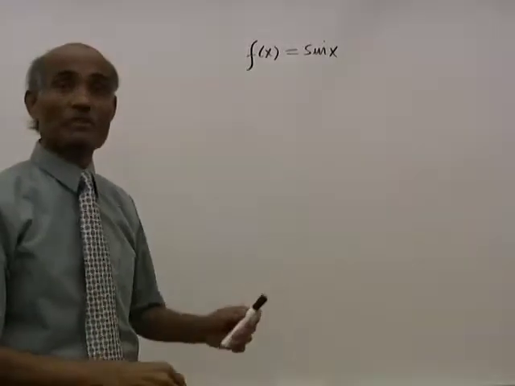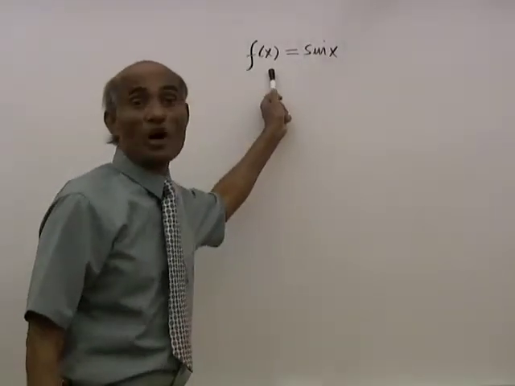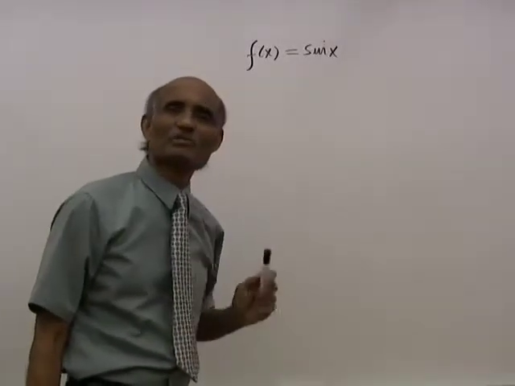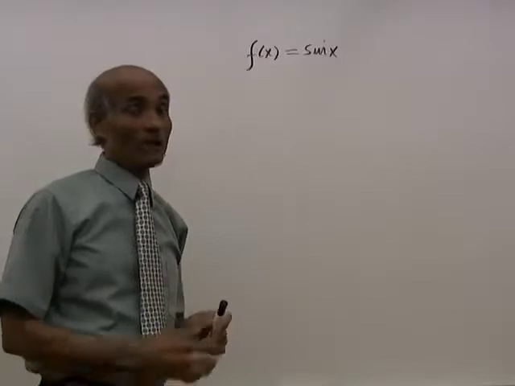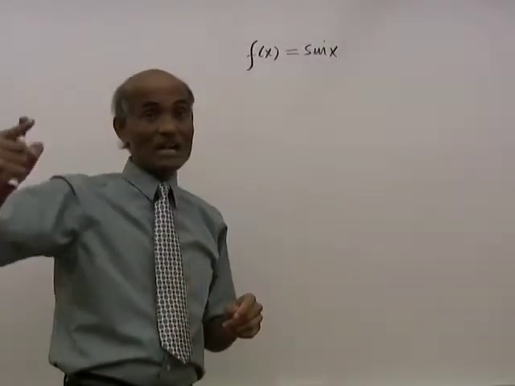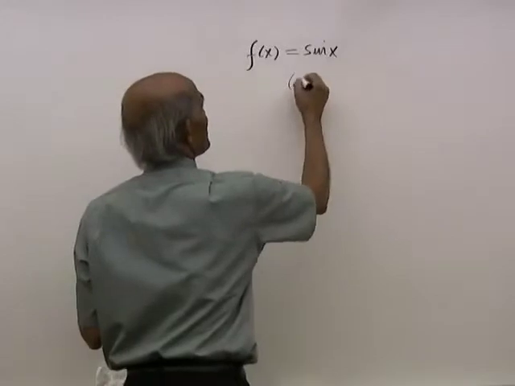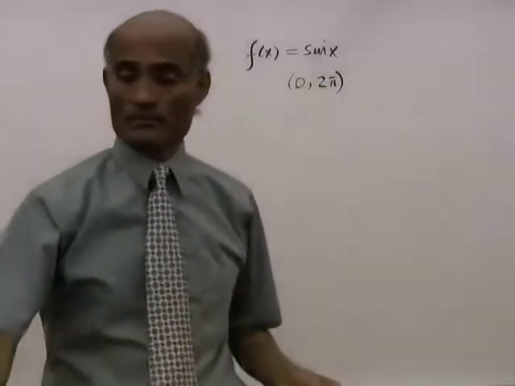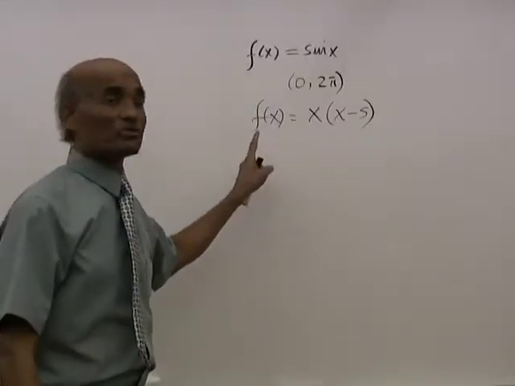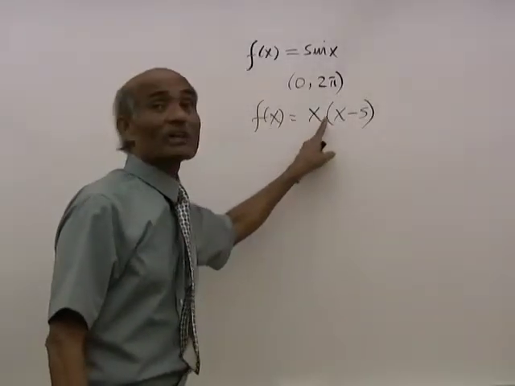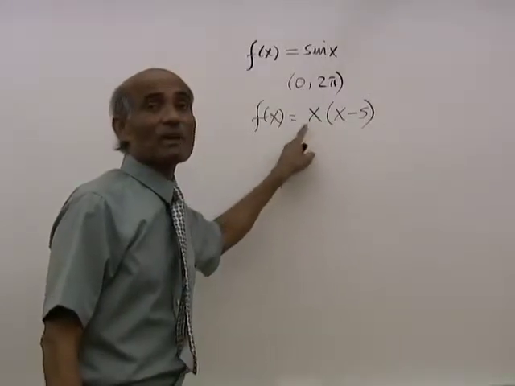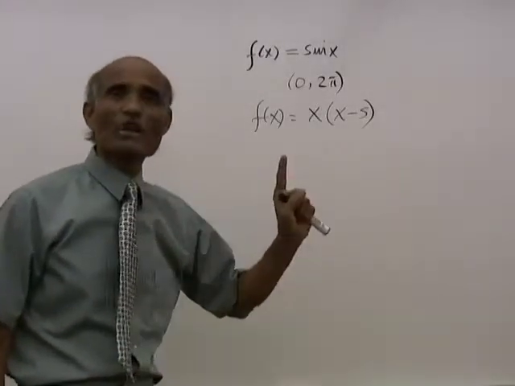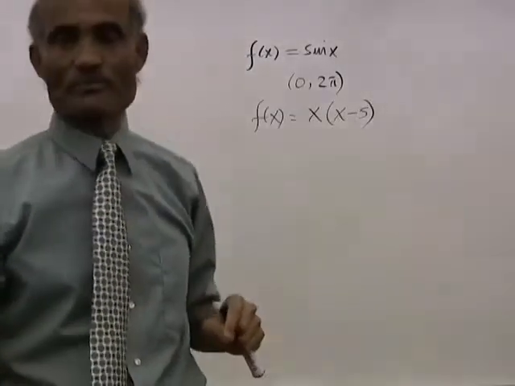Now, before we move on with the lesson, I want you to stop a while and find the critical numbers of this function, f of x equal to sine x. You know how the graph of sine x looks like. Do that on the interval 0 to 2 pi. Another one I want you to try is f of x equal to x times x minus 5. Try both of these and obtain the critical numbers. Always check by drawing the graph on the calculator.